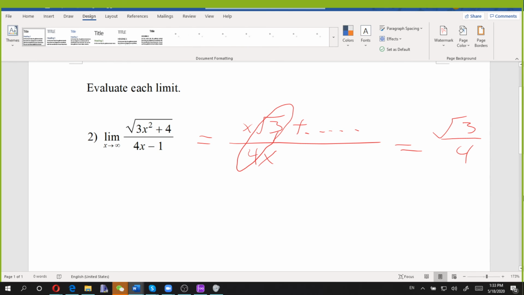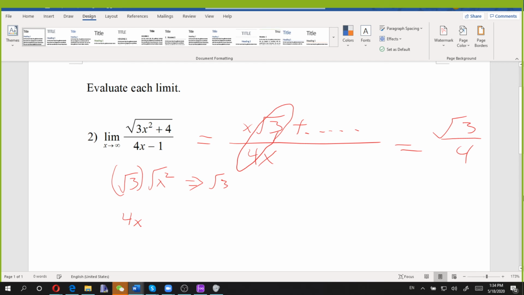If you didn't like that, you could try L'Hôpital's rule instead. Right now, if I plug in infinity, I'll get infinity over infinity. So what I could do is derive the top. If I derive the square root of 3 times the square root of x squared, that's root 3 times x, I would get root 3. If I derive 4x, I would get 4. So derivative of the top divided by derivative of the bottom is root 3 over 4 with L'Hôpital's rule.